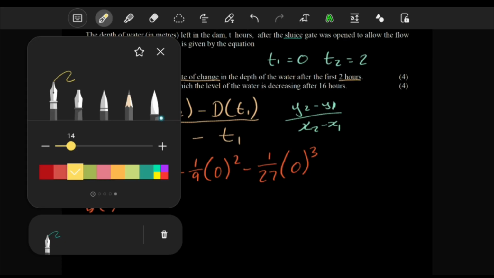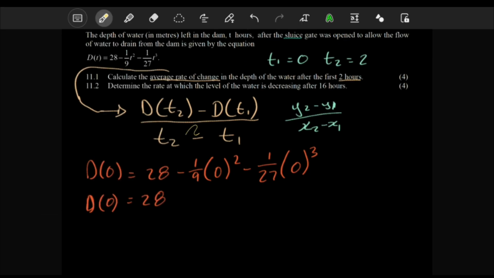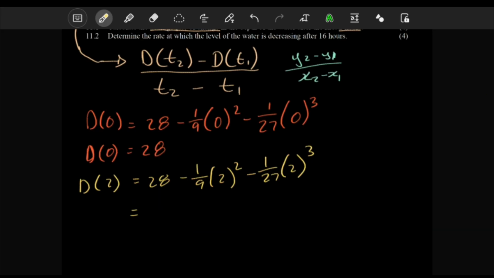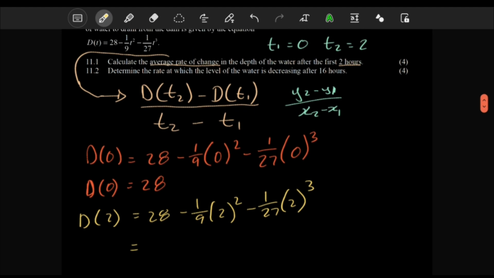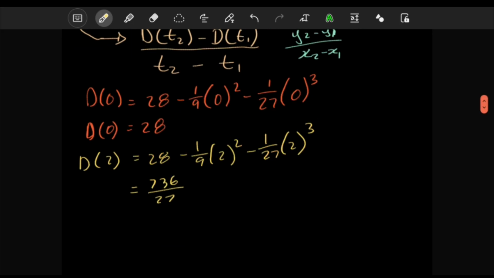Anyways, here we need to throw a 2 into this equation as well, and then let's see what we're going to get. We're getting 736 over 27. Is that the correct answer? I hope so. It looks correct. We did all the things, subbed in all the values, so we're going to take it: 736 over 27.